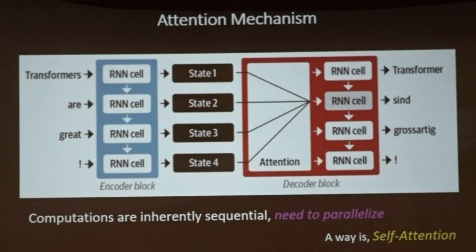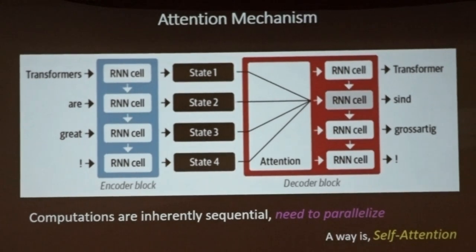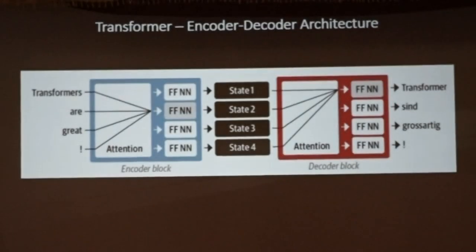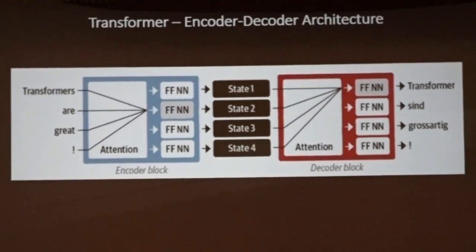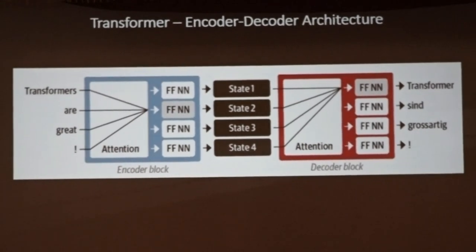Is it clear? We started with the encoder decoder architecture with RNN cells, and the problem is information bottleneck. Then we introduced attention, and the problem is sequential computations. Now the solution is self-attention. Okay, right. Let's have a look at what this is. Now we came to the main concept, called the transformer encoder decoder architecture with self-attention mechanism. Now you understood what self-attention is? Each of the encoder and decoder blocks has access to each and every state.